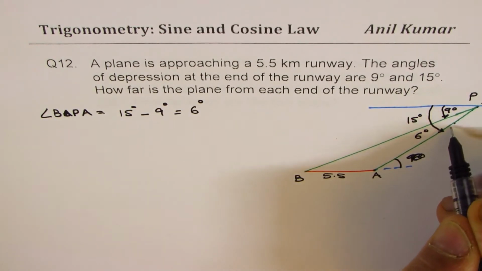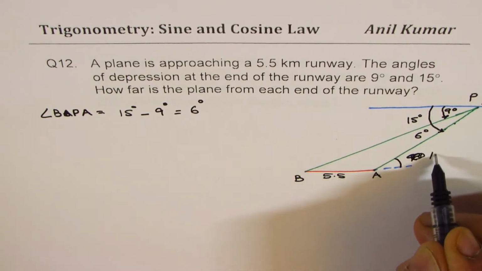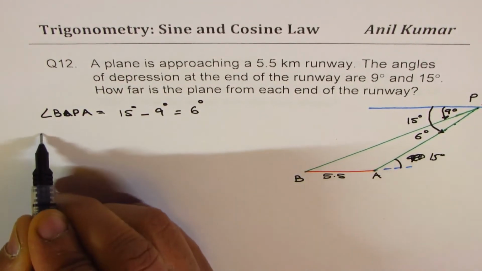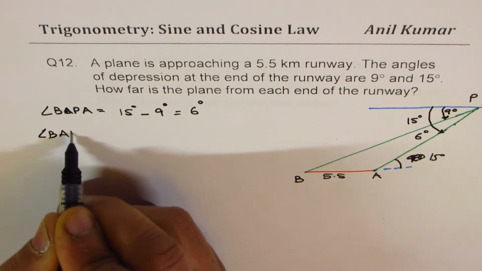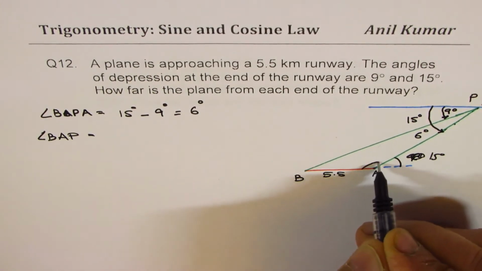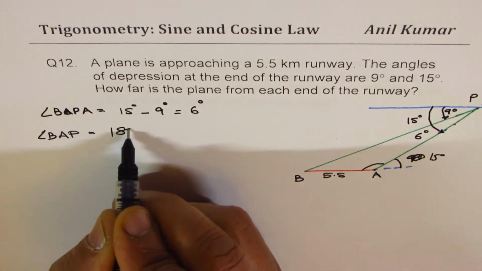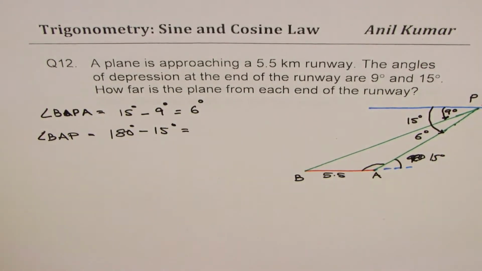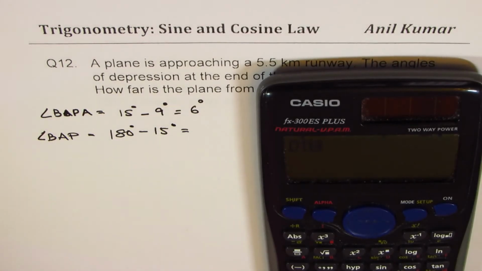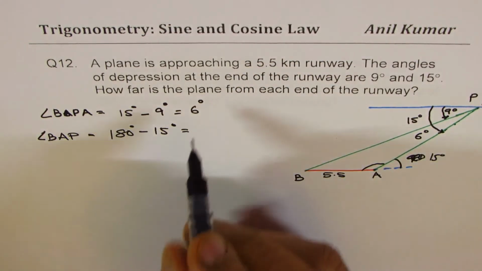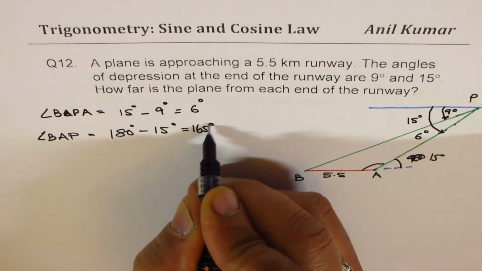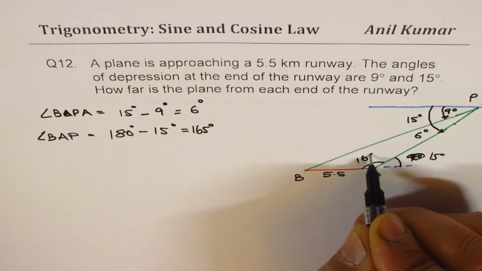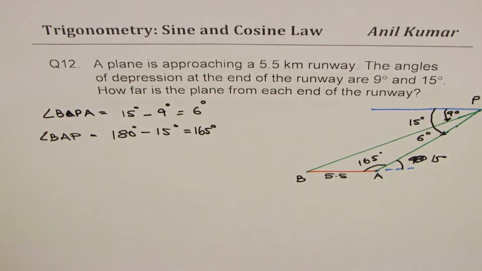If you compare with this line, it is 15 degrees here, and so angle BAP, the interior angle, will be 180 degrees minus 15 degrees. So let's do it. 180 minus 15 gives you 165 degrees. So the first step is to calculate all the angles.